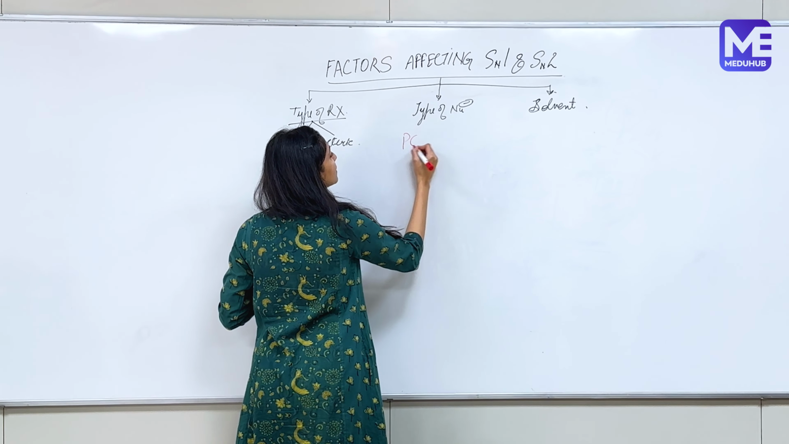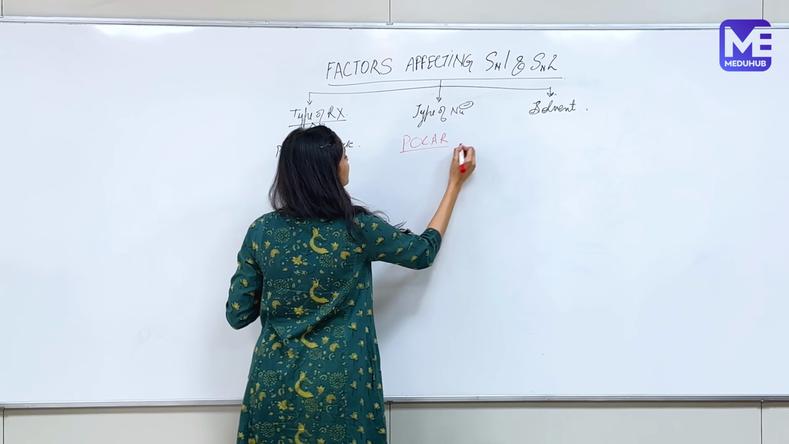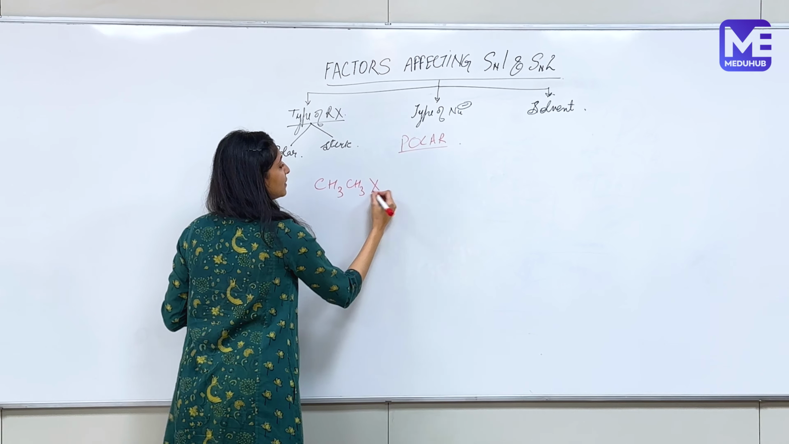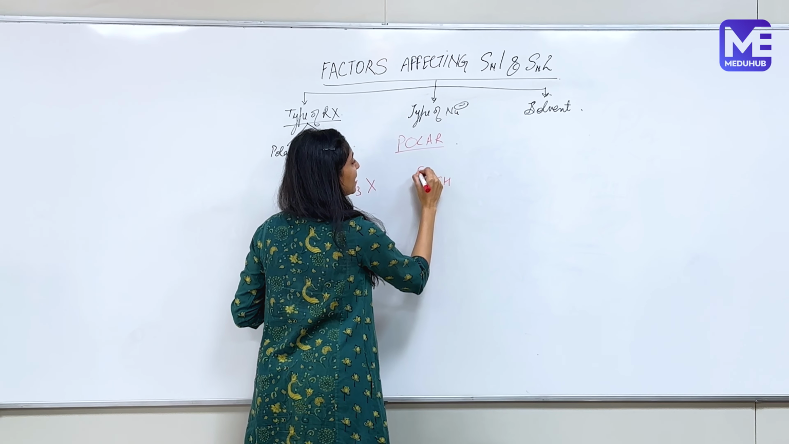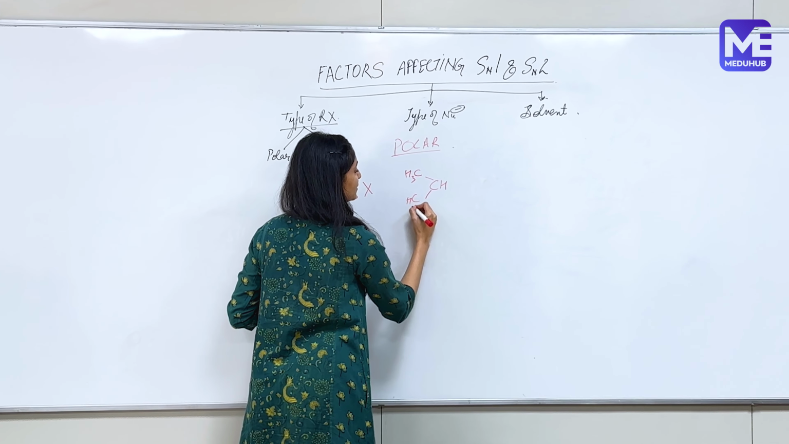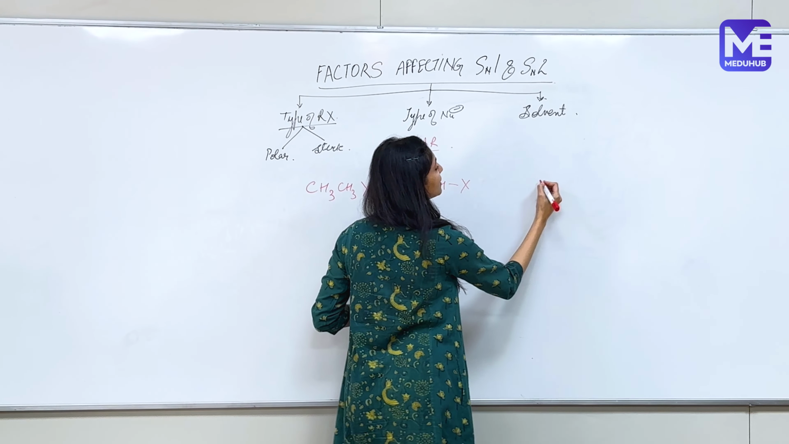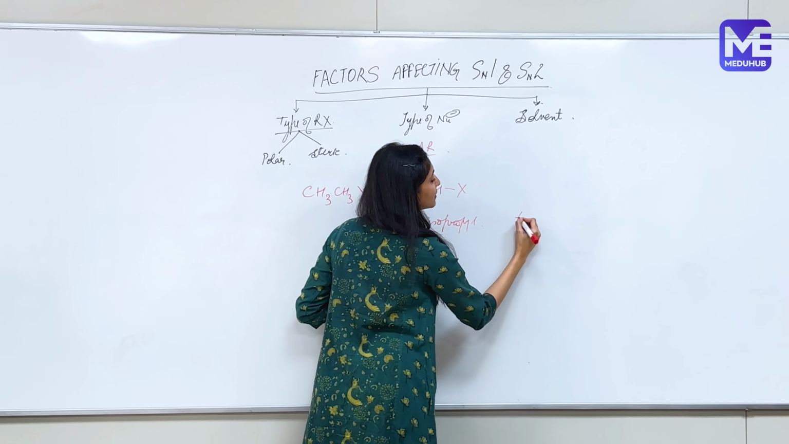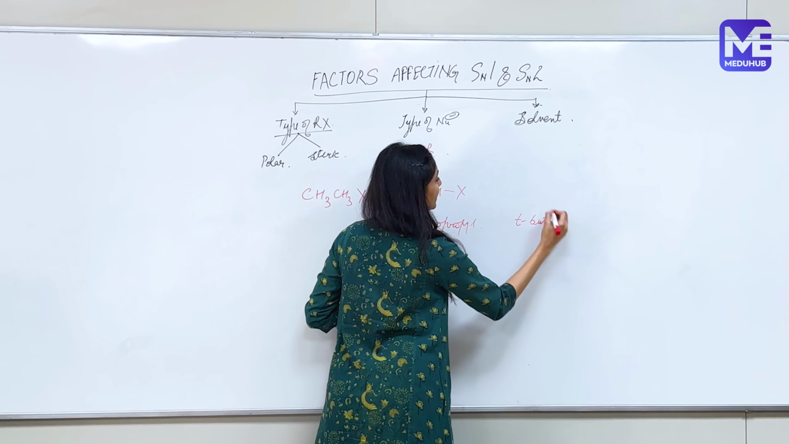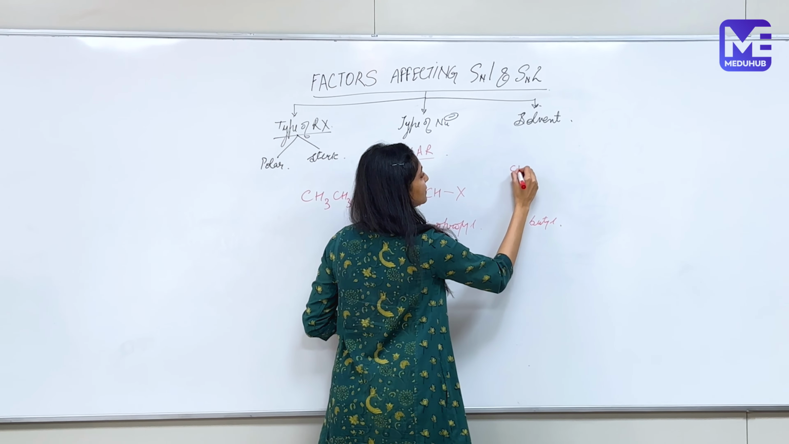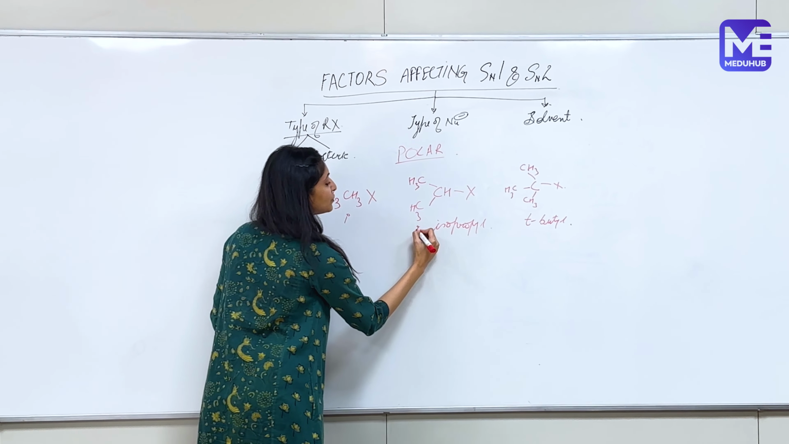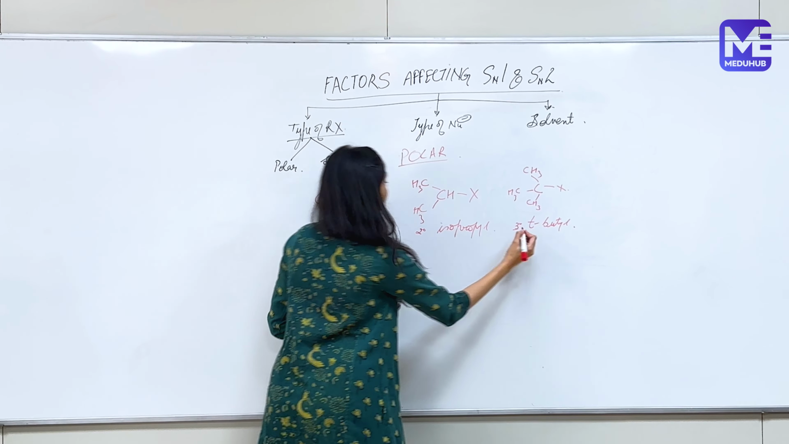So for this, let us consider a series of molecules. We have an ethyl halide, then we have an isopropyl halide, CH3, X, and then we have a tertiary butyl halide, where there are 3 methyl groups. So this is 1 degree, this is 2 degrees, and this is 3 degrees.